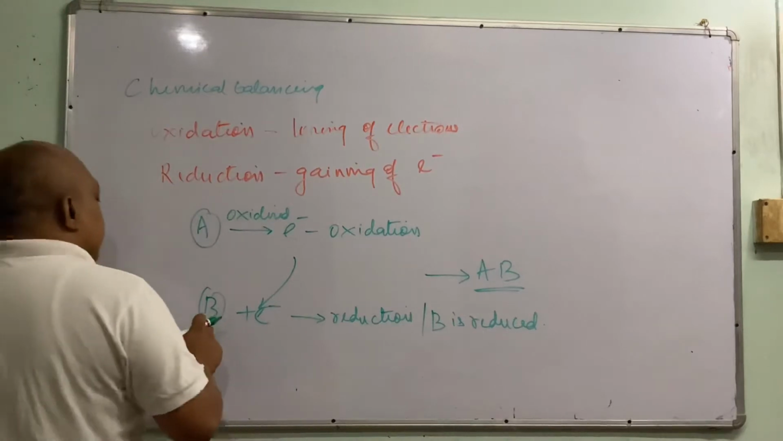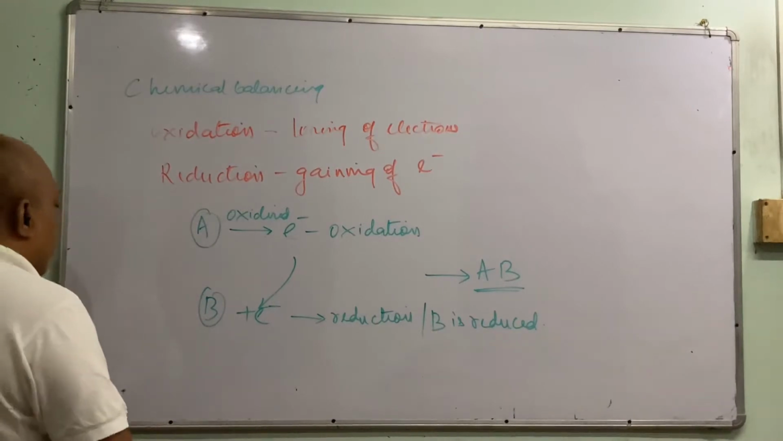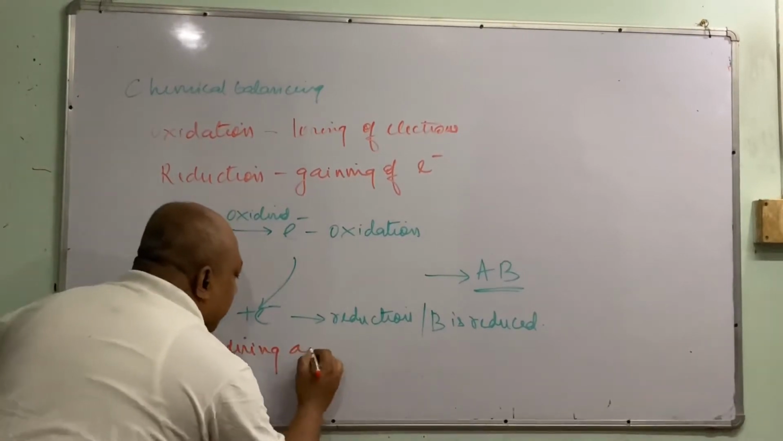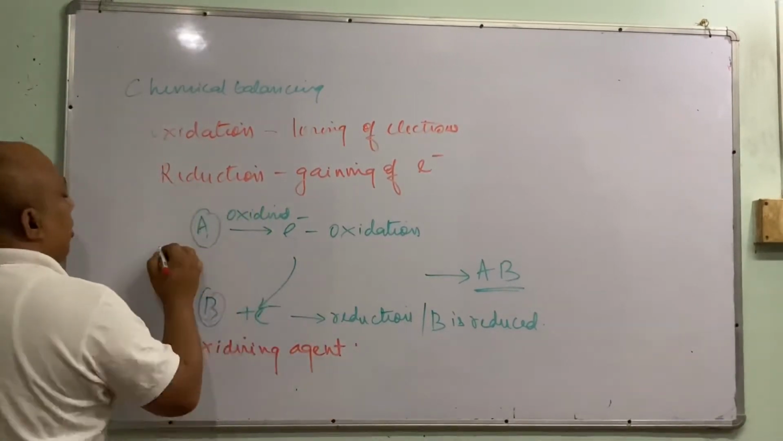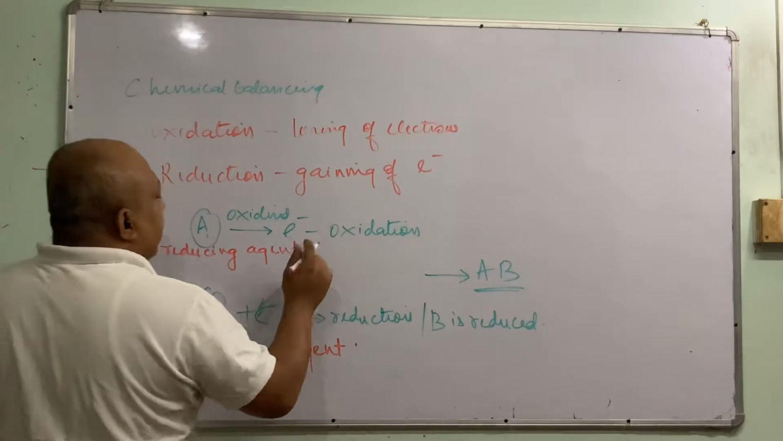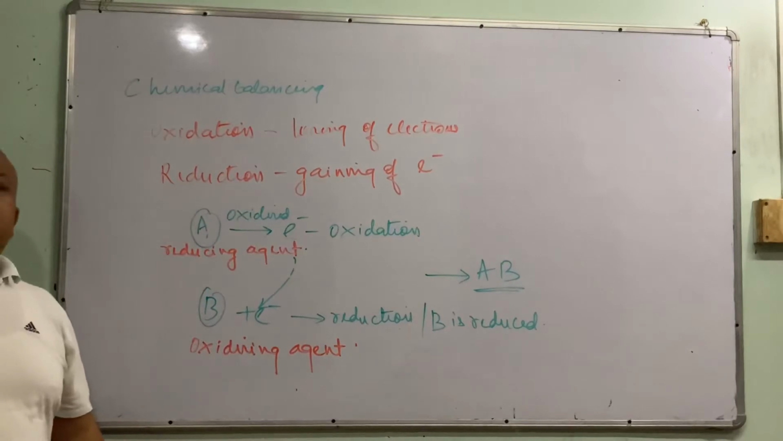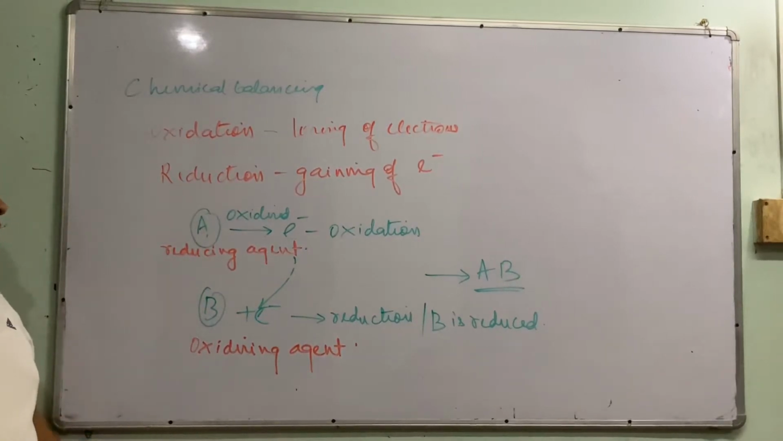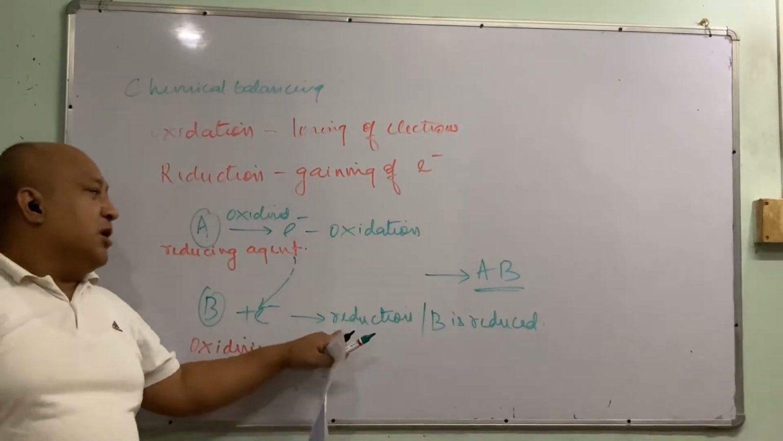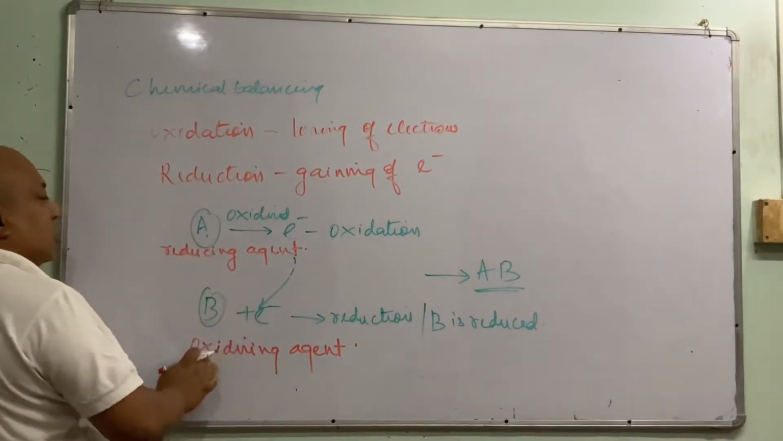Since B is the ion that is responsible for the oxidation of A, B is also sometimes called the oxidizing agent. And A is called the reducing agent. In simple terminology, A is losing the electrons, going through oxidation, and it is oxidized. And B is getting the electron, going through reduction, so B is reduced. So A is called the reducing agent and B is called the oxidizing agent.